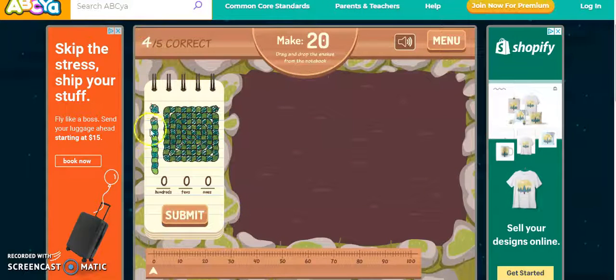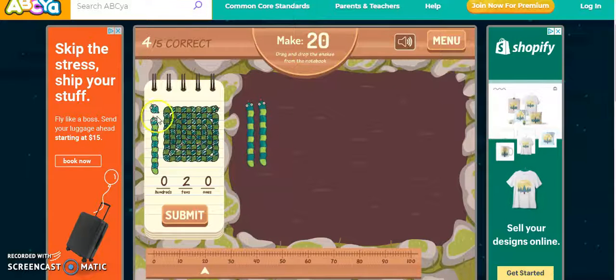Okay, let's do another one. I think that's our last one anyway. Make 20. That's super easy. So how many 10s do we need? 10 and 20. Do we need any ones? No, because there is nothing in the ones place. That 0 means that there's no ones.